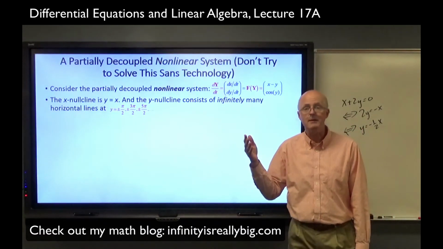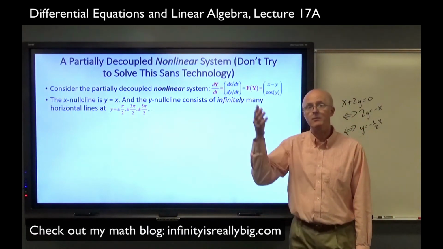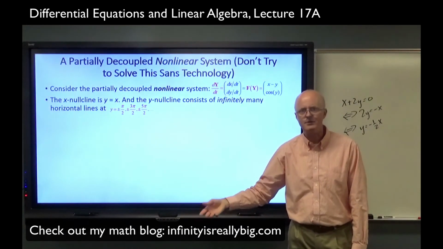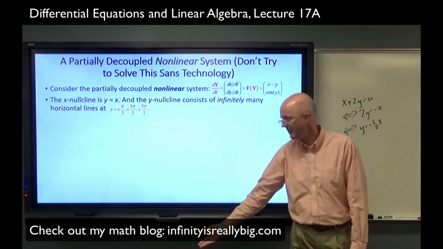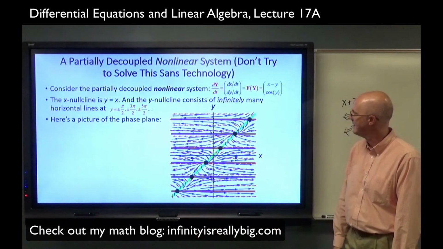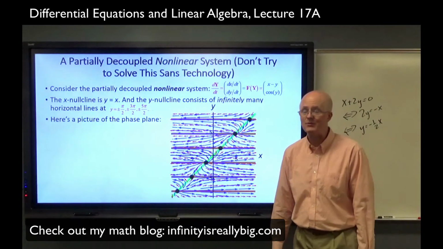For example, one will be pi over 2, comma pi over 2. Another one will be 3 pi over 2, comma 3 pi over 2. Negative pi over 2, comma negative pi over 2. Negative 3 pi over 2, comma negative 3 pi over 2. I'll show you the phase plane here in a second. Here it is. Isn't that beautiful?